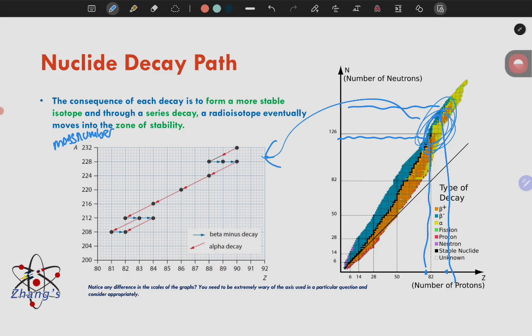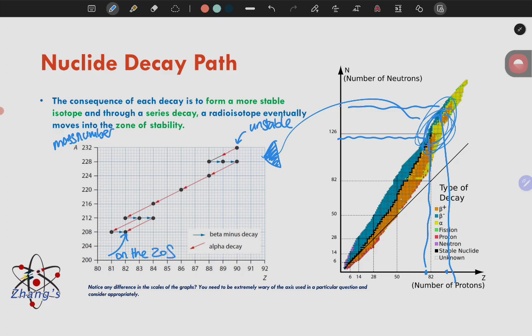So what this zoomed in version is trying to show you is the path which the unstable nuclide, this guy here, takes in a series of decays in order to get to the zone of stability. The zone of stability being this point here, right? So you can see all of these paths eventually lead to this particular point, 82,204, right? So this here is a point on the zone of stability.